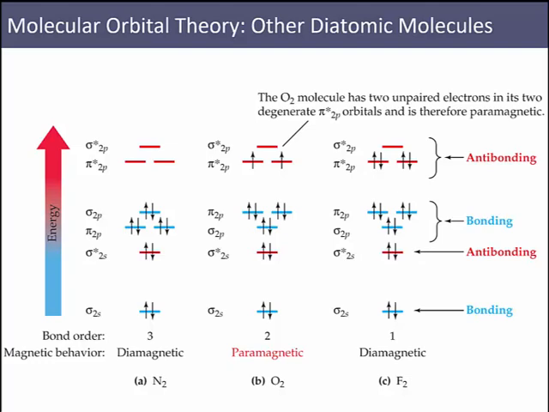So when I fill this out and I put all of my oxygen electrons in there, I'm going to end up with some unpaired electrons in its degenerate pi starred 2p orbitals, and it's therefore going to be paramagnetic. If I look at difluorine, it's going to have two more electrons, this one and this one. They're all paired. There's no unpaired electrons to align with that magnetic field. Same thing with nitrogen over here. Nitrogen has all of its electrons paired.